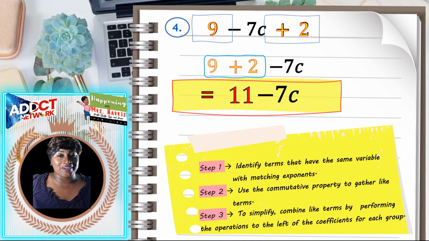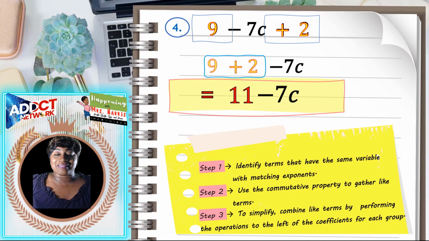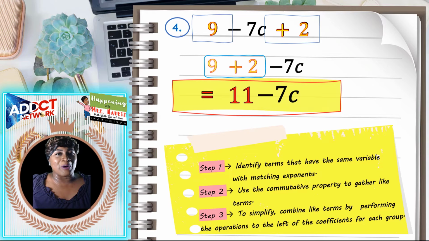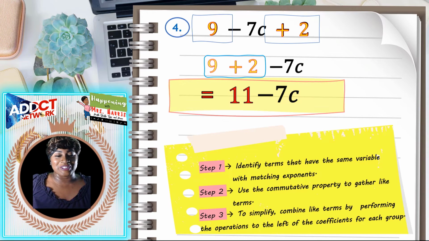To check our answer, we'll see that the first term, 11, is just a constant. And the second term, minus 7c, the minus 7 has a c on it. And we know since both of those terms are unique, we're done. Here's our solution, 11 minus 7c.